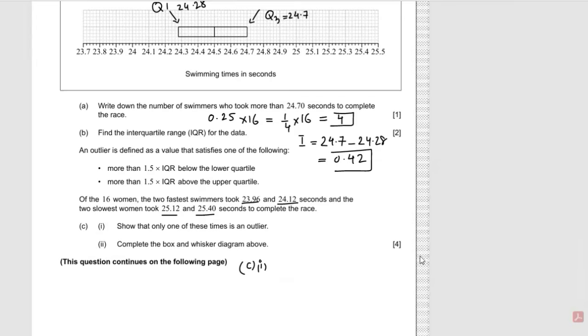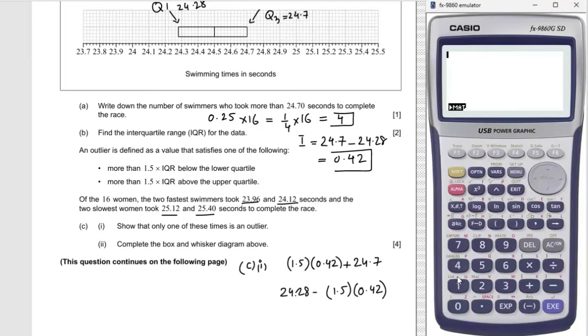Okay, so part C, 1. Let's do 1.5 times interquartile range, 0.42, and add it to Q3. So Q3 is 24.7. And let's do 1.5 times interquartile range and subtract it from Q1, which is 24.28. Let's get these calculations and see what we get, okay? You can take notes side by side as well, so make sure you know what I am doing. And you can always type in the comment if you have any difficulty with what I'm explaining right now, okay? I'll make sure I answer you as soon as possible.